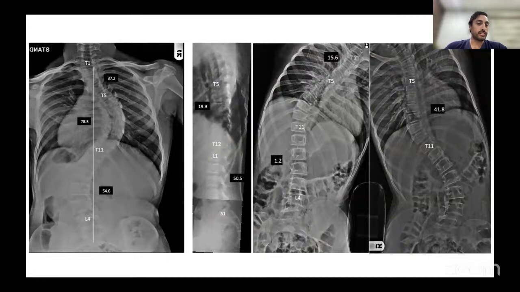We can see that the thoracic curve is 78.3 degrees and the lumbar is 54.6, and the proximal thoracic is 37.2. But the lumbar is pretty much flexible and goes down to just 1.2 degrees, and even the proximal thoracic becomes straight. And the flexibility of the primary thoracic curve is also quite good, it goes down to 41.8.